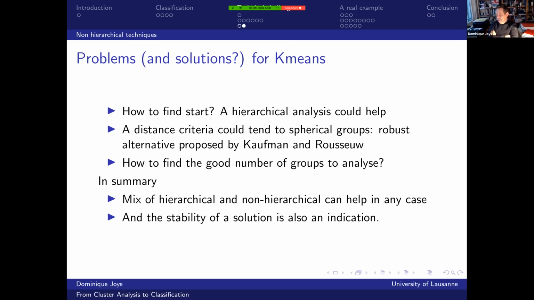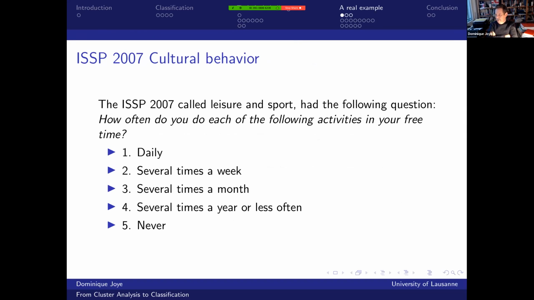I can then switch to a real example. My example is not good for a publication. The results are not good enough, so I will not do a real paper with this data. But I wanted to show you an example that I think is interesting because it shows a lot of the problems that we have with this kind of analysis.